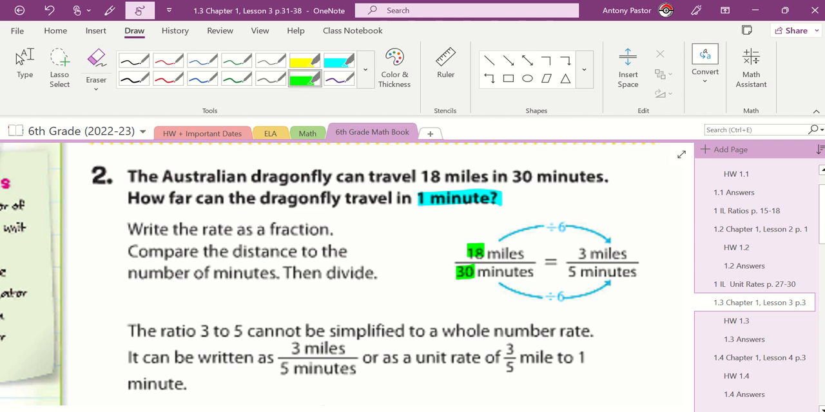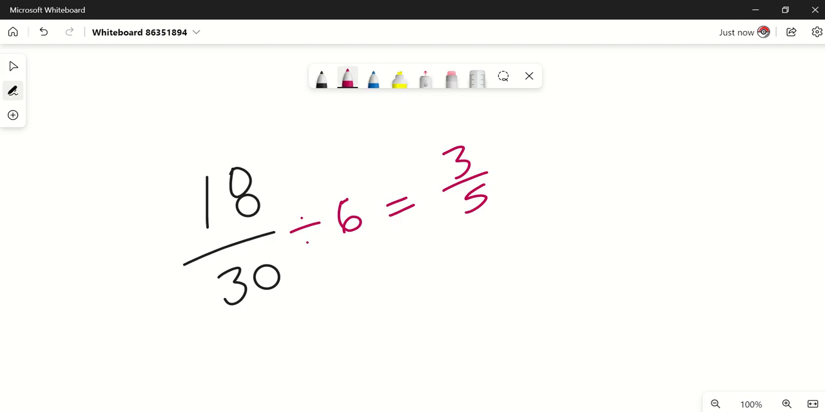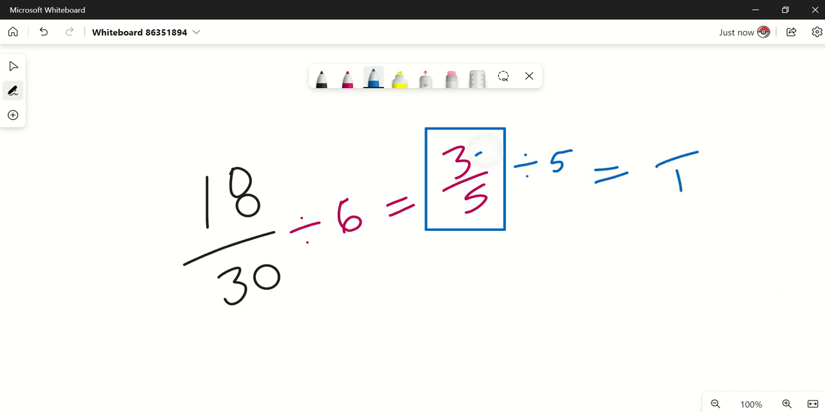It cannot be simplified down to be a unit rate. What it's saying is it's going to travel 3 miles in 5 minutes, hence how we got 3 over 5. If I wanted to simplify this more, 3 over 5, I would still be dividing this by 5. That would give me 1 minute, but this would now be 3 divided by 5, or fraction of 3/5. It's going to travel 3/5 of a mile in 1 minute, is how we got there, if that makes sense.